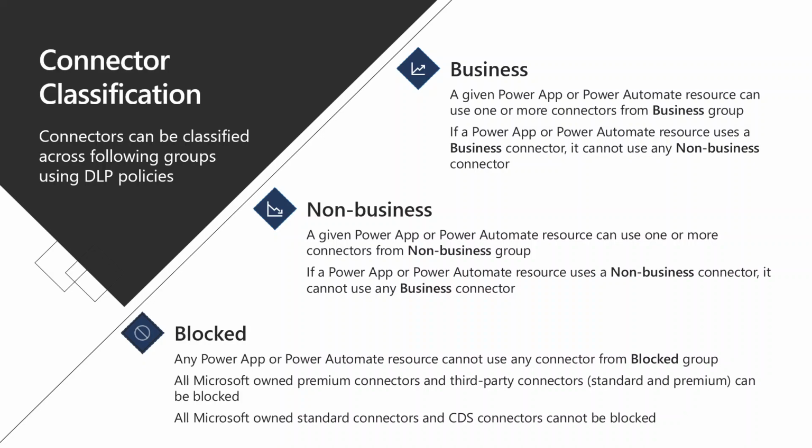Connector classification is one of three things. Business: a given Power App or Power Automate resource can use one or more connectors from the business group. If a Power App or Power Automate resource uses a business connector, it cannot use any non-business connector. So it's isolating business connectors together. In the non-business group, a given Power App or Power Automate resource can use one or more connectors from the non-business group. But if a resource uses a non-business connector, it cannot use a business connector. So you're isolating these two groups of connectors.